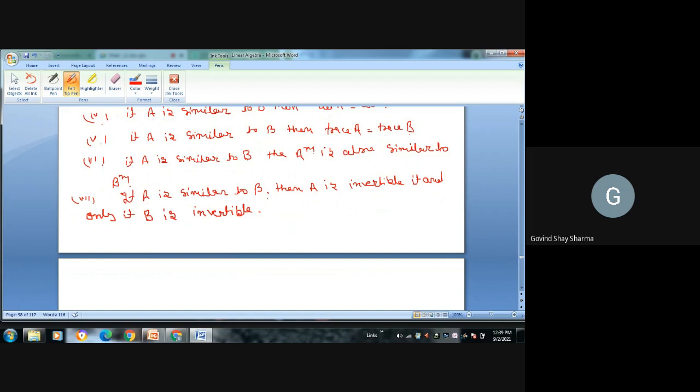In that case, A inverse is similar to B inverse. Means the similar matrix have the same properties as the given matrix. If A is similar to B, then A is invertible if and only if B is also invertible, and A inverse is similar to B inverse. So we prove one by one.